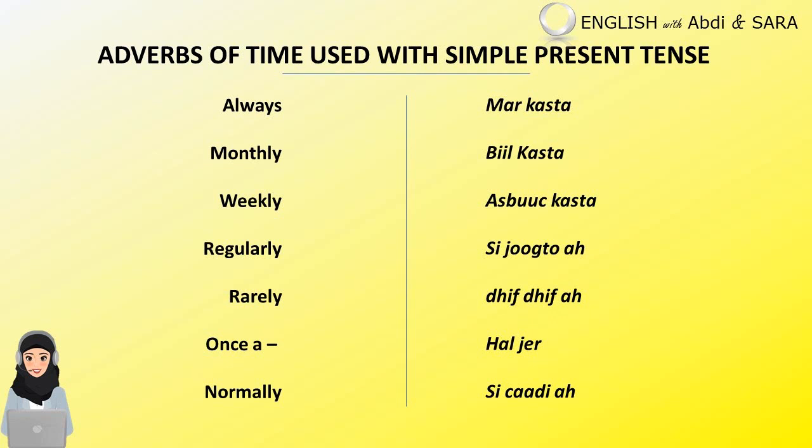Once. Once is used by adding another part of time. We can say once a day or once a week. You have to add something. That is why you see a small dash. Or once a year. Normally. Normally is something which we don't have a problem repeating. Normally and regularly and always are similar. They are close to one another.